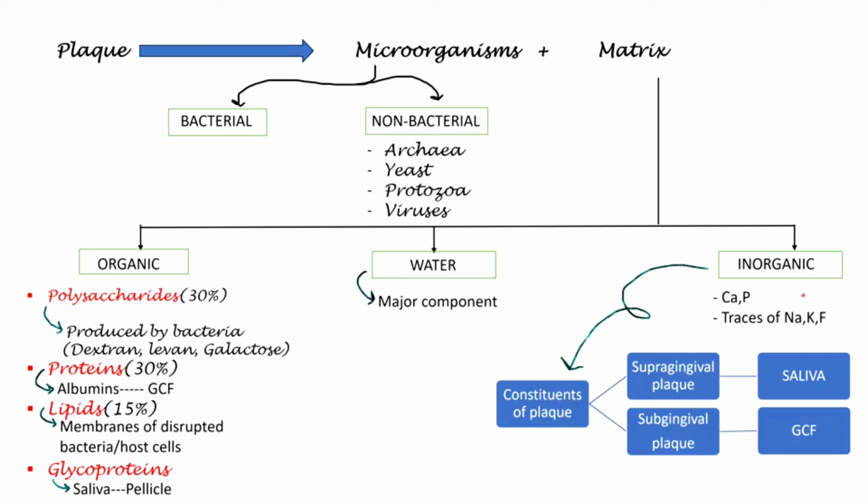Let's see the inorganic matrix. Usually there are two types of plaque, supragingival and subgingival. The constituents of supragingival plaque come from saliva. The constituents of subgingival plaque come from gingival crevicular fluid or GCF. The inorganic components are calcium, phosphorus, and traces of sodium, potassium, and fluorine.